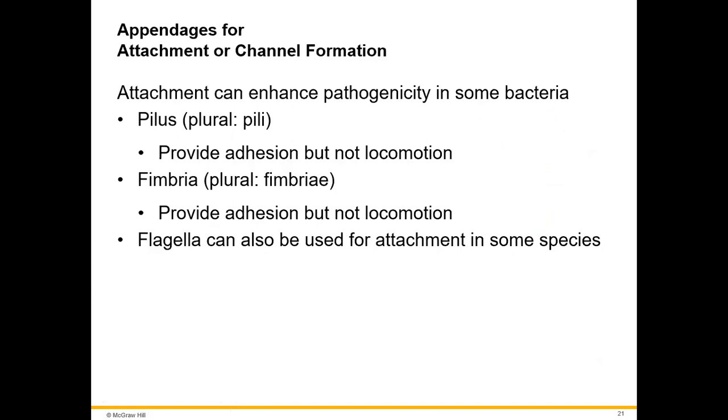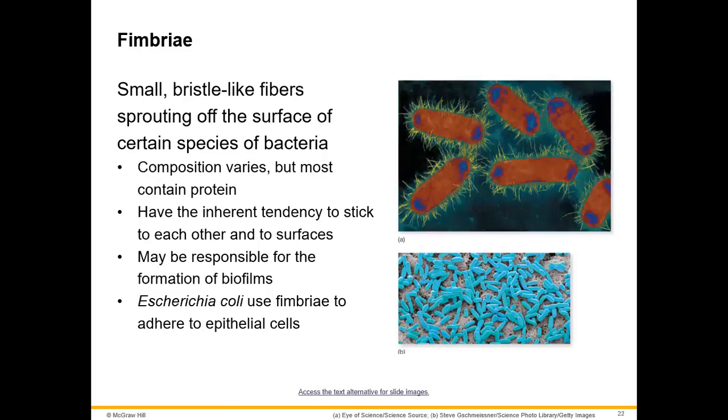Attachments that bacteria have, structures for attachments, can also make them more pathogenic. An example is the pilus structure. It provides adhesion but not movement. There's also fimbriae, little structures for adhesion. In some species, even the flagella can be used for attachment.